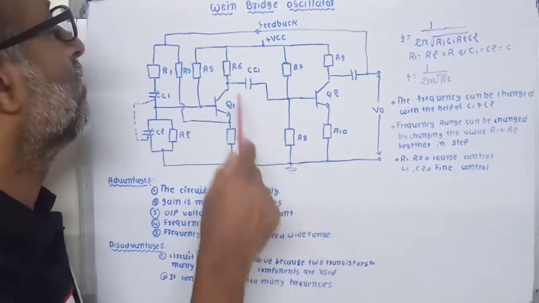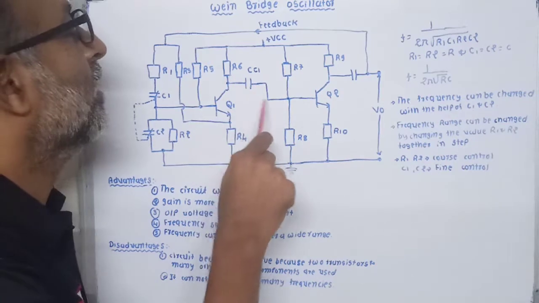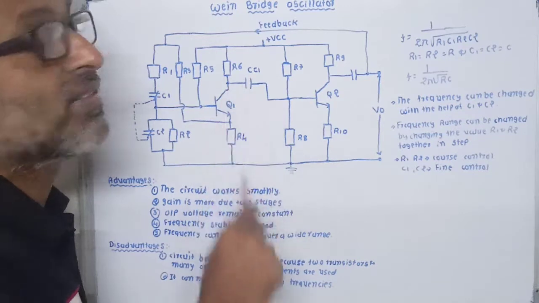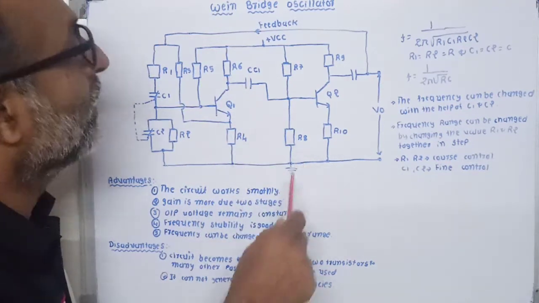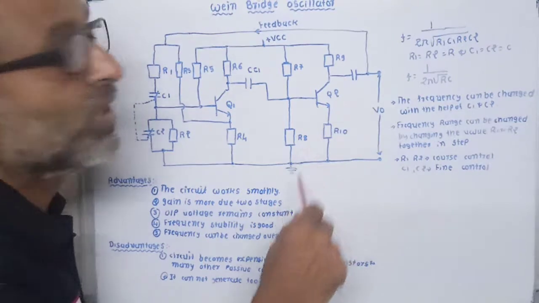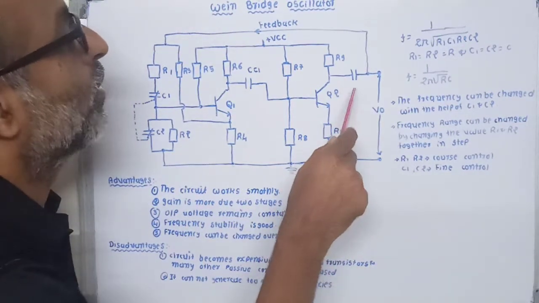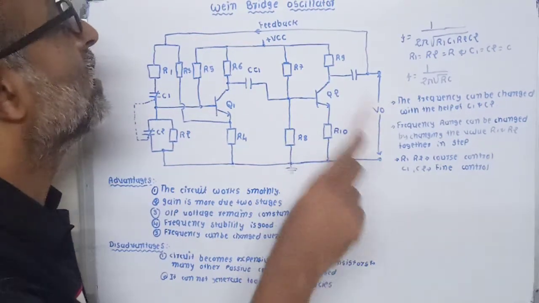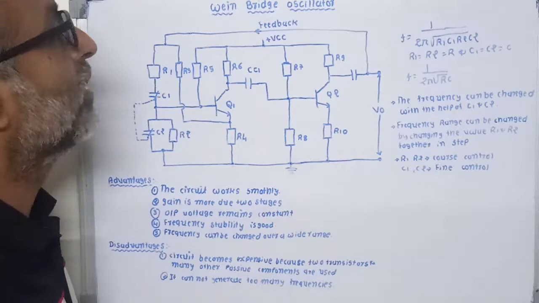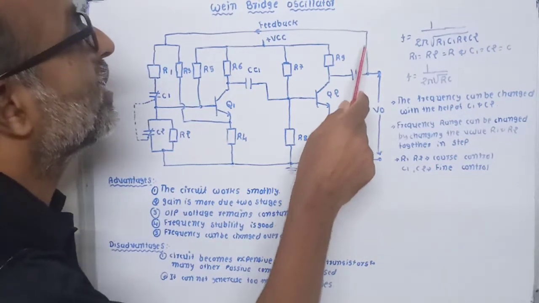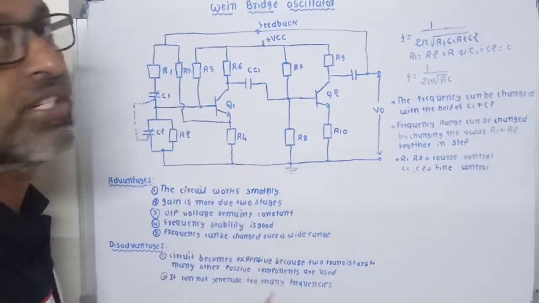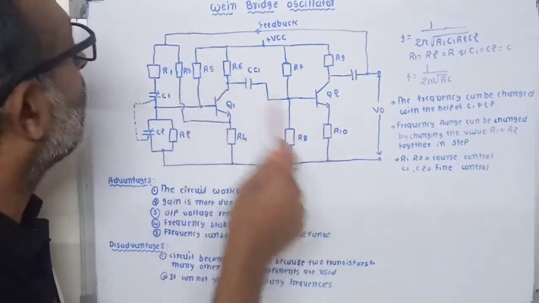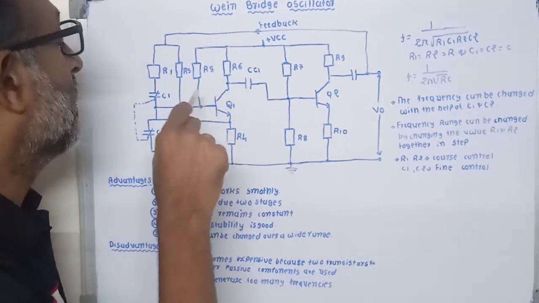Now the output of this one stage of the amplifier is applied to the input of the second amplifier through capacitor CC1. Now the output is taken from the collector through this coupling capacitor CC2, and the feedback is taken from the output signal and given to the Wien bridge, which provides a feedback signal to the input of this amplifier.